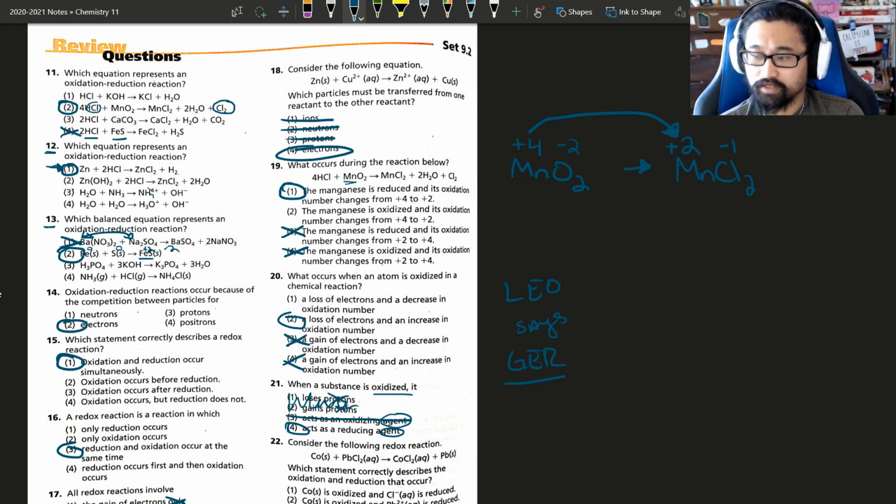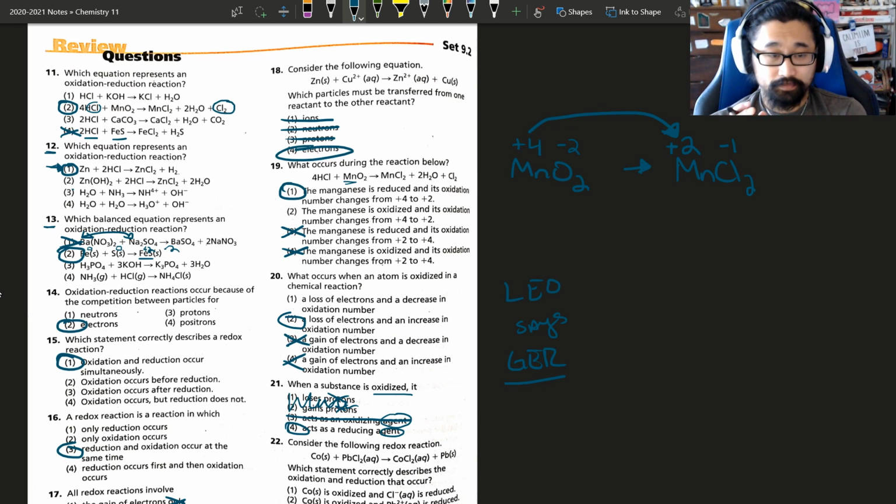If you couldn't remember single replacement, fortunately, number 12's answer was the first one, so you didn't have to go very far to find that answer. But otherwise, you would have had to label every single element. It is a little annoying.